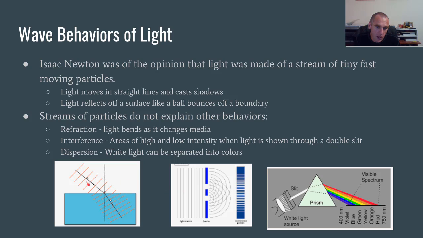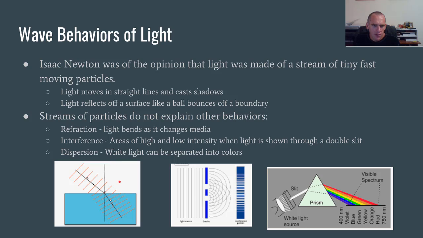Refraction, the bending of a wave as it changes media, can only be explained by wave behavior. And even breaking white light into colors makes sense under wave behavior of light. That's called dispersion. So the scientific community came to agree, yep, light is a wave. Einstein said, well, it's also particles, and won a Nobel Prize for that.